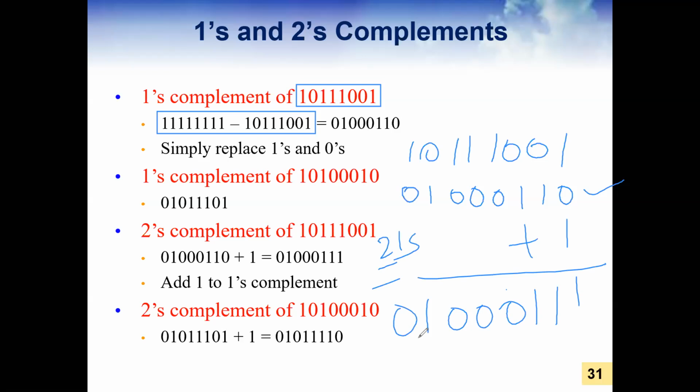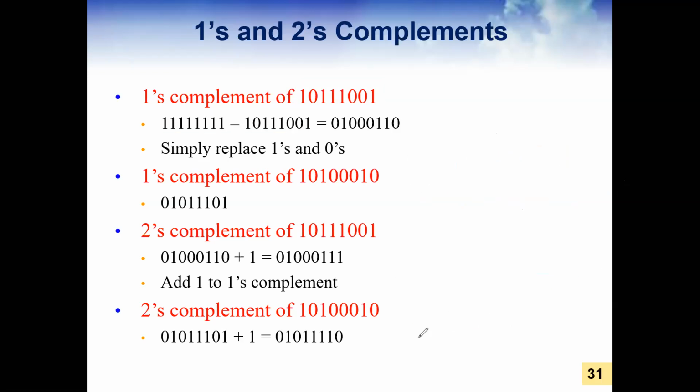Now, there is a direct method to get the 2's complement. Let's say I want to get the 2's complement of this number: 1, 0, 1, 0, 0, 0, 0, 0, 1, 0. I'm teaching you a direct method. Copy this 1, 0 as it is. Copy this 1 as it is.